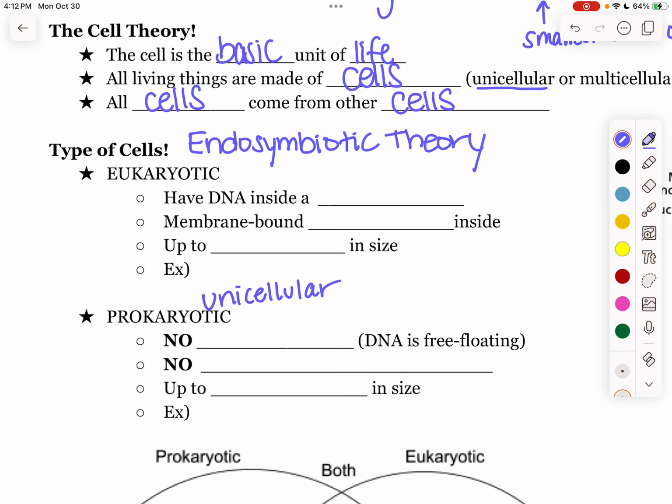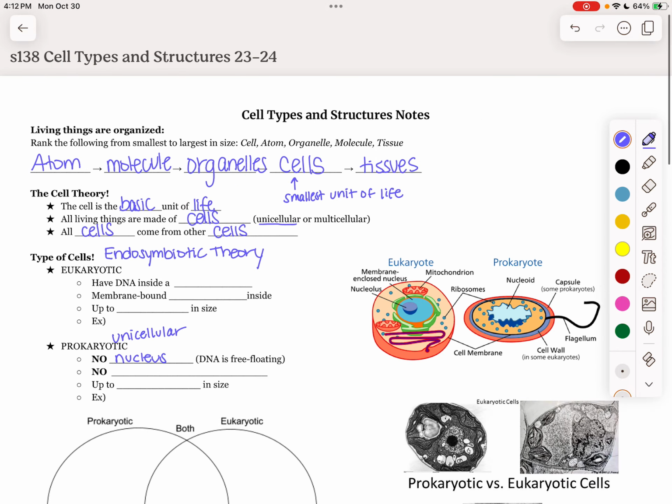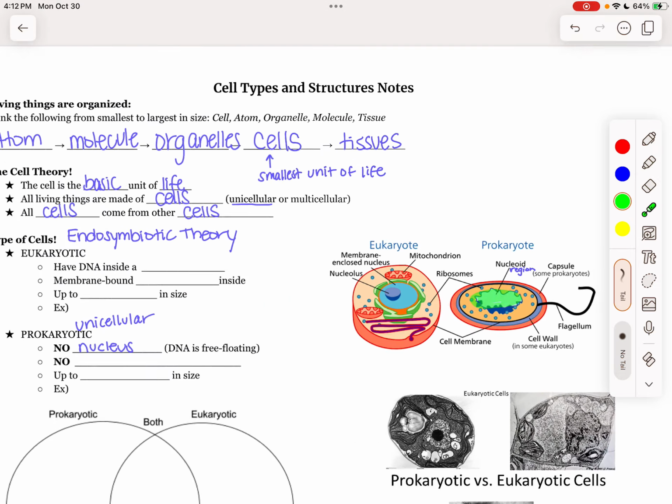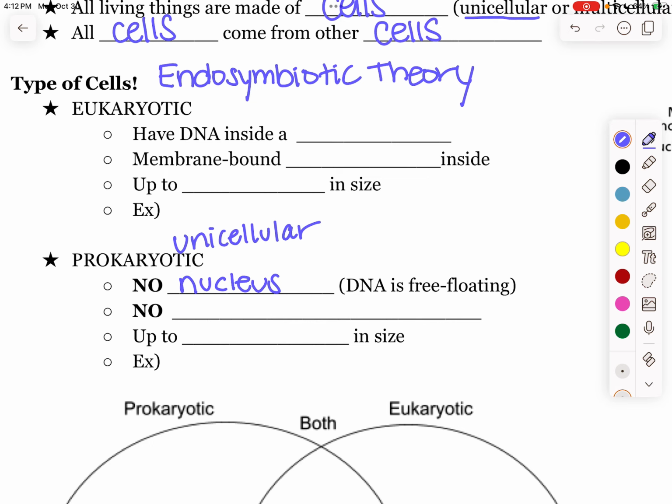Prokaryotes have no nucleus. So "no" is a way to remember it. The nucleus is not present in a prokaryote. The DNA is in fact free-floating. So you can see a prokaryote over here. You notice that it is not organized in a nucleus. There is no nucleus. It's just a nucleoid region, which is a region of free-floating DNA inside the prokaryote. The prokaryote also does not have any membrane-bound organelles.